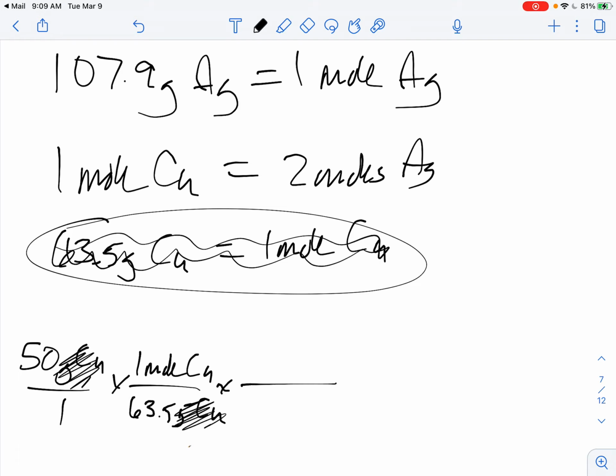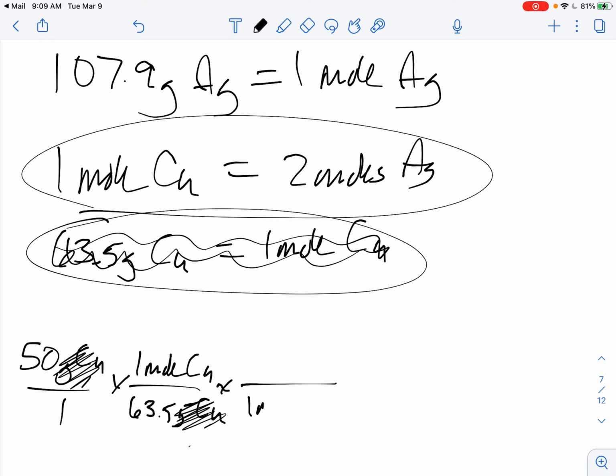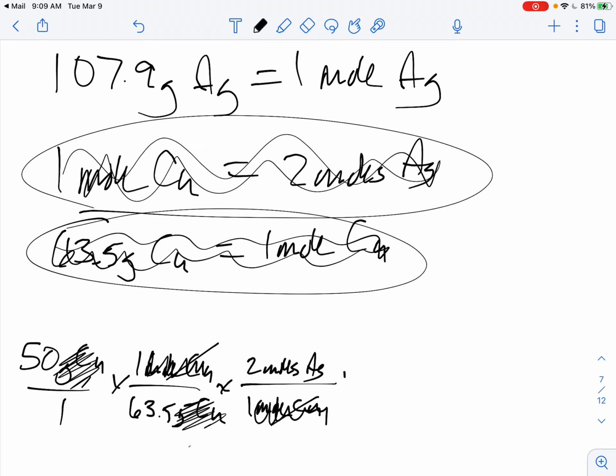Now I need to get rid of moles of copper. Well, that's this equation here. I'm going to put 1 mole of copper down here, and I'm going to put 2 moles of silver up here so that my moles of copper cancel. And that guy now goes away.